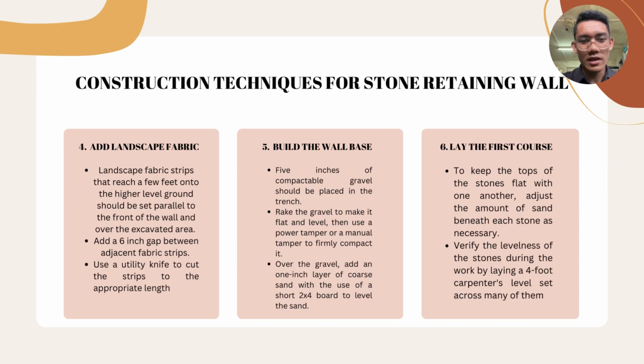Number 4 is add landscape fabric. Landscape fabric strips that reach a few feet onto the higher level ground should be set parallel to the front of the wall and over the excavated area. Add a 6-inch gap between adjacent fabric strips. Use a utility knife to cut the strips to the appropriate length. Number 5 is build the wall base.